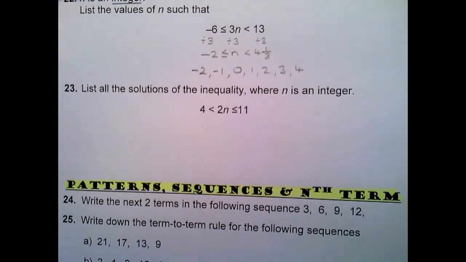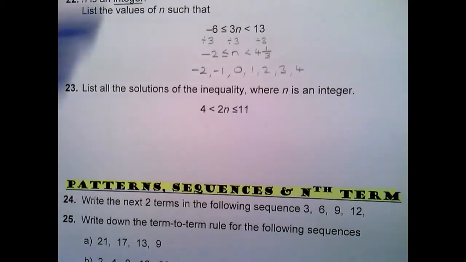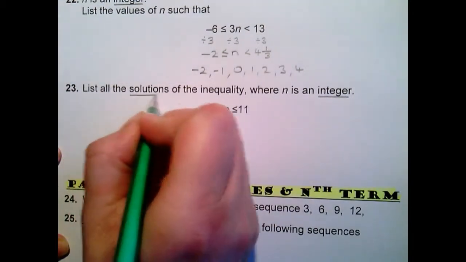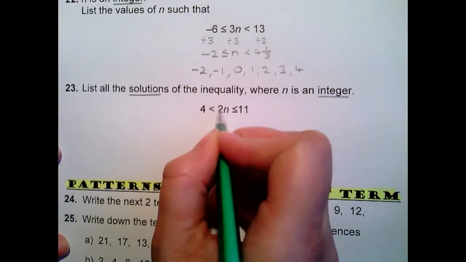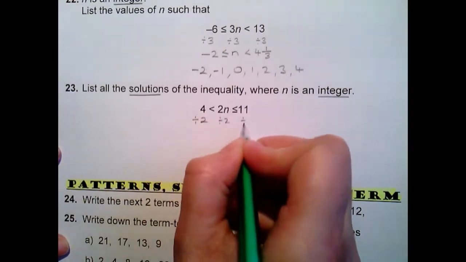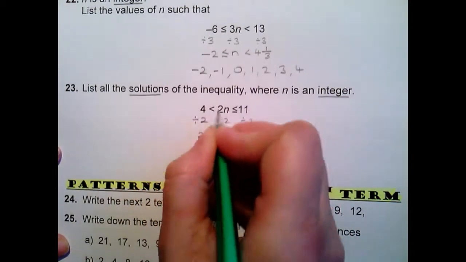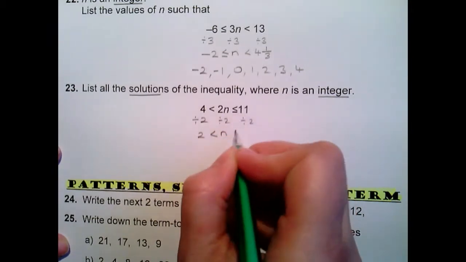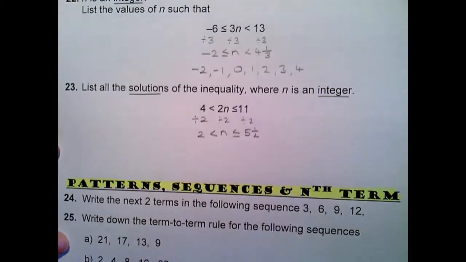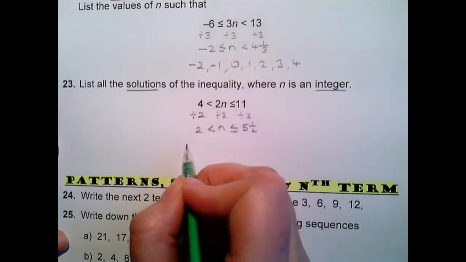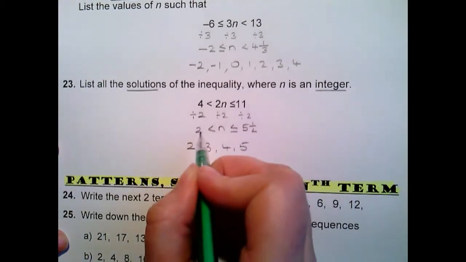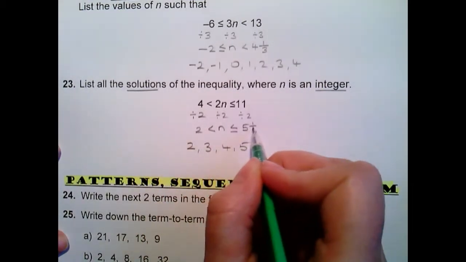Number 23, list all the solutions of the inequality where n is an integer. So this is the same kind of idea. N is a whole number and they want all the solutions for n. So this is 2n, so you need to go along and make it all into just n by dividing everything by 2. So 4 divided by 2 gets you 2, 2n divided by 2 gets you n, 11 divided by 2 gets you 5.5, whatever way you want to write it. So this would be all of the numbers on your number line between 2 and 5.5.